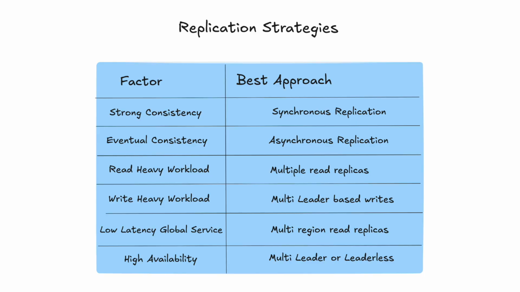Okay, so I know that was a lot of information, so let's just end this video with a summary so we know in what situation we need to be picking which type of replication. When it comes to choosing between synchronous and asynchronous replication, if your application requires strong consistency, go for synchronous. If not, go for asynchronous. If you have a read-heavy workload, you're going to want to choose a setup that has multiple read replicas. If you're looking at a write-heavy workload, you're going to want to choose one that has multiple leaders. For a low-latency global service, a multi-region setup will be beneficial to you, ideally with multiple read replicas located closer to the user. And then finally, if you're looking for something with high availability, you can go with the multi-leader or leaderless model.